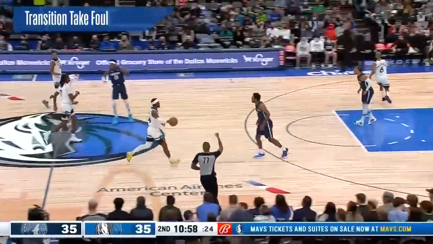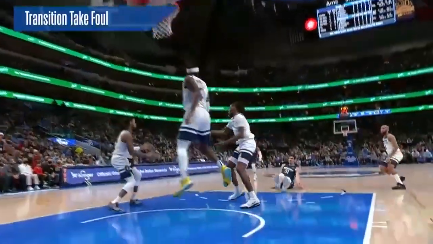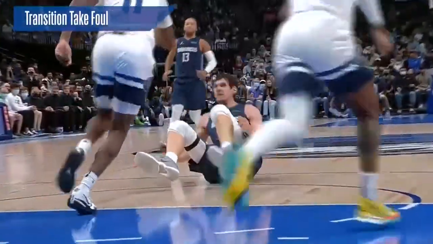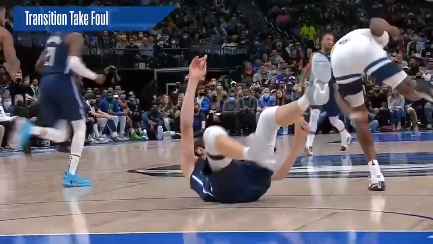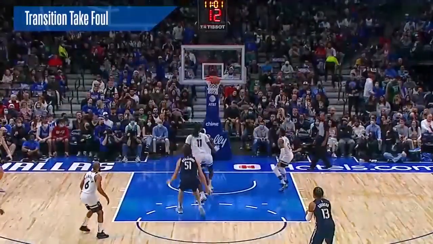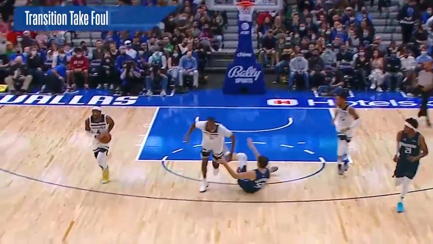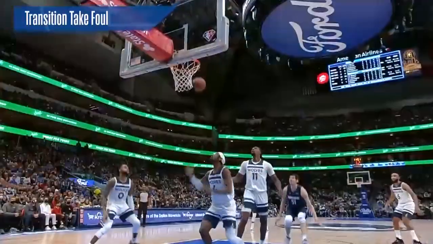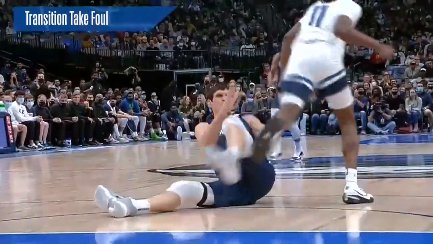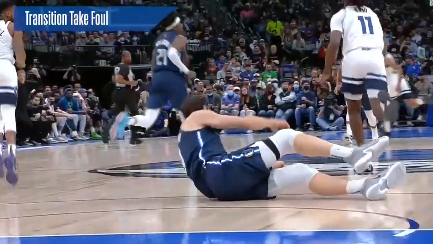Here, the defensive player, Boban Marjanovic, commits an off-ball defensive foul from a position where he would be unable to make a legal play. This would be ruled a transition take foul. The new rule states that any foul in transition occurring off the ball may be ruled a transition take foul as long as the other elements of the rule are satisfied.